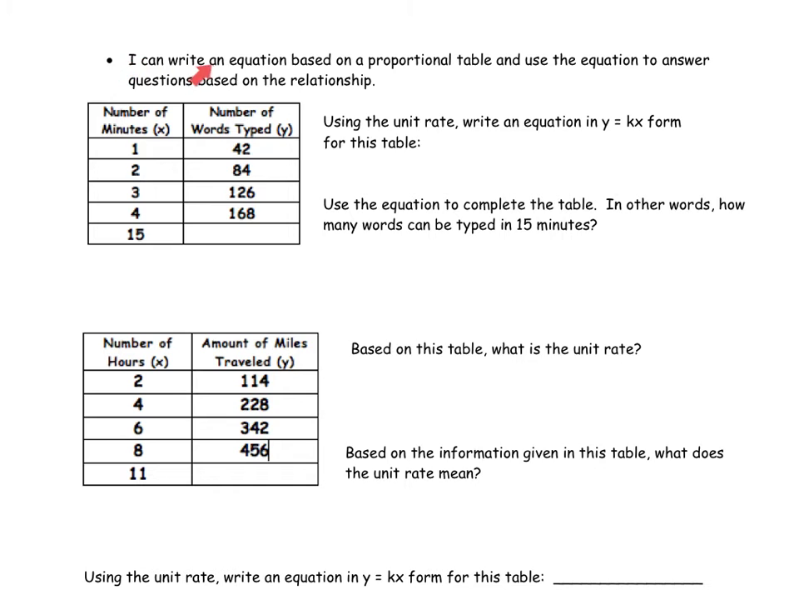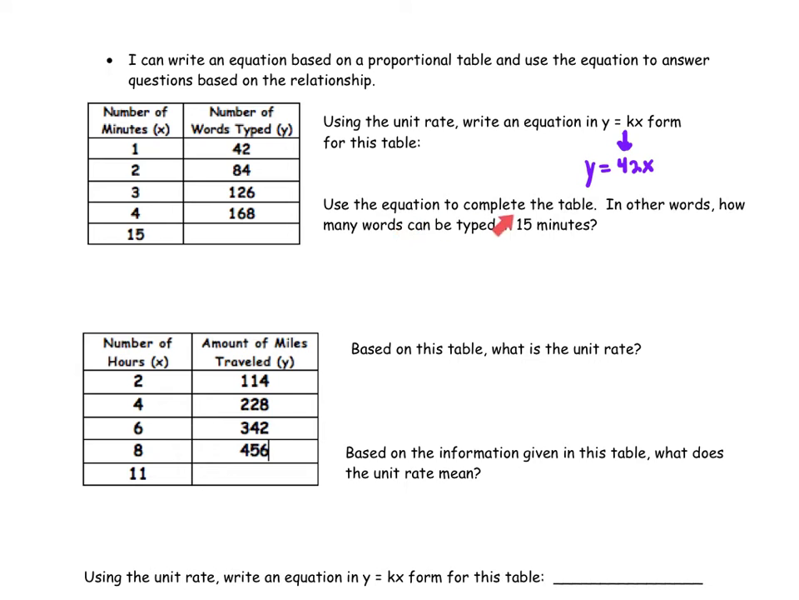Our next goal: I can write an equation based on a proportional table and use the equation to answer questions based on this relationship. It says, using the unit rate, meaning what we just found, write an equation in y equals kx form for this table. Well, we just found the unit rate, which is also called the constant of proportionality, which is also called the k value. So we're going to replace k with our number 42, and we're just going to drop down y equals 42, and we're going to drop down the x. This is the equation that matches this table.